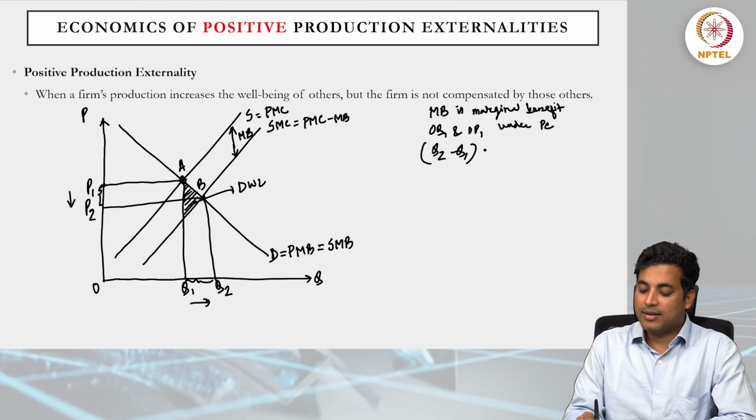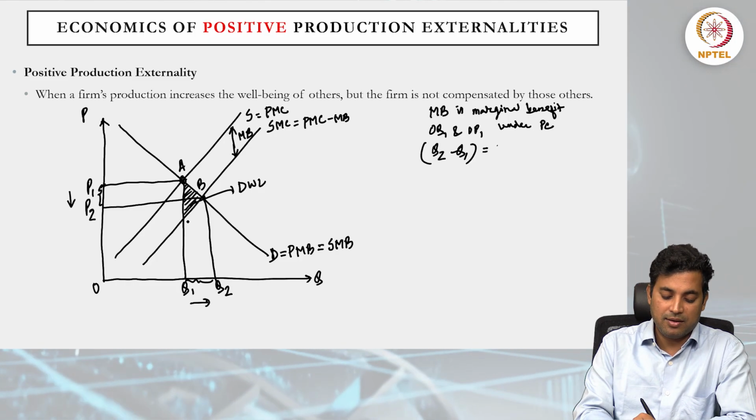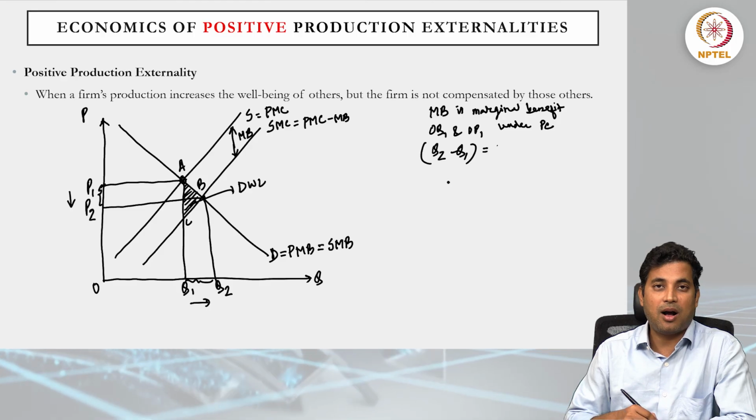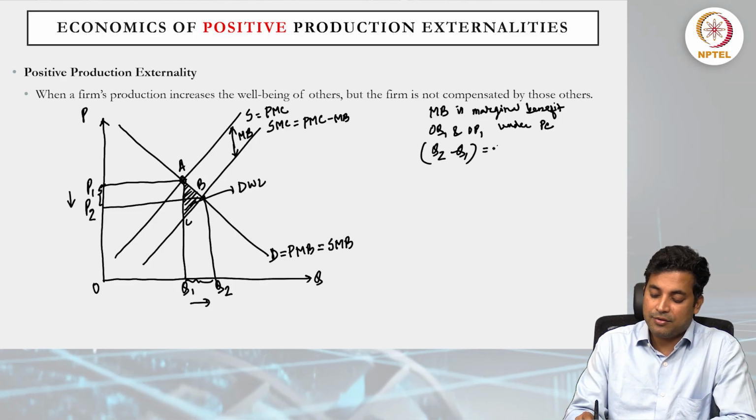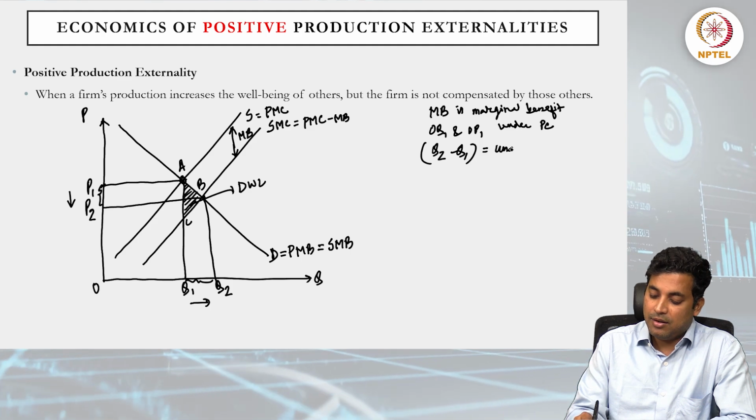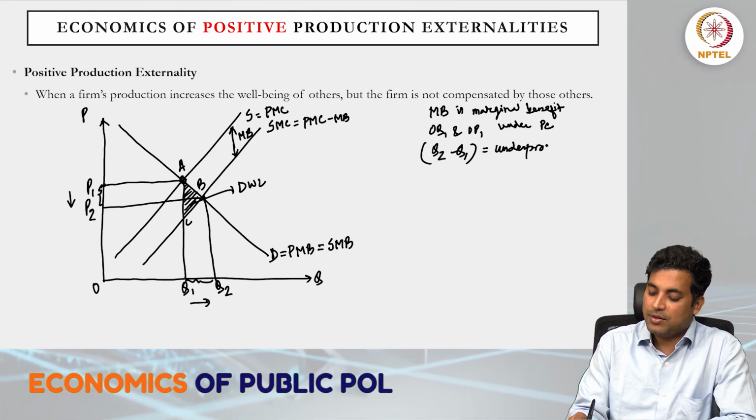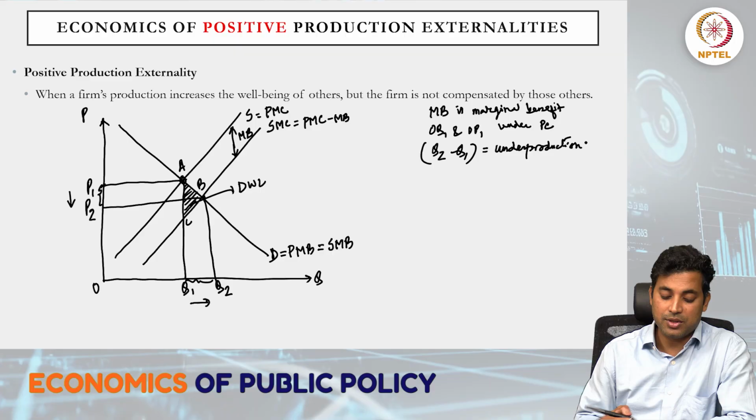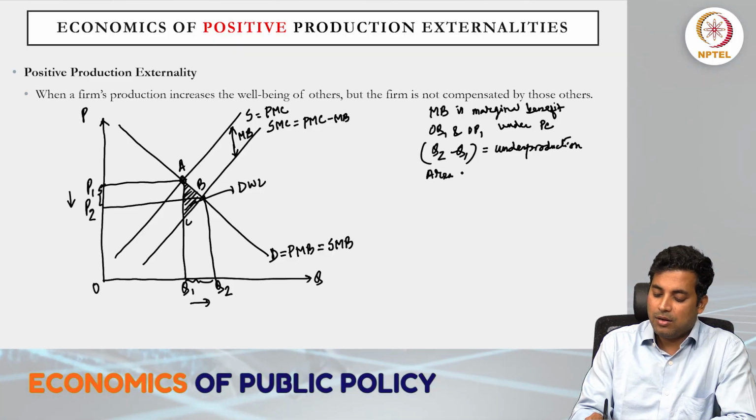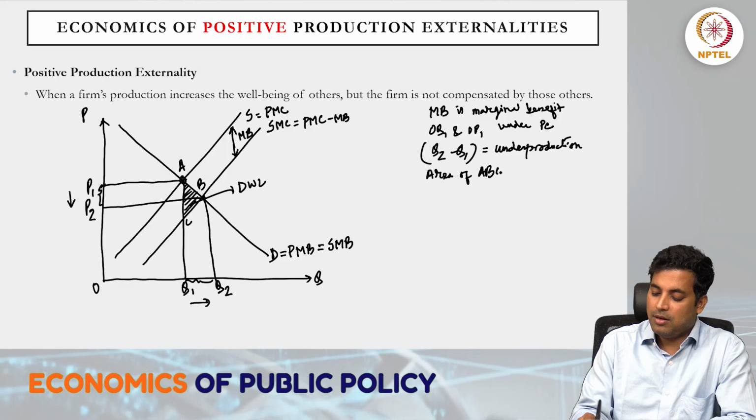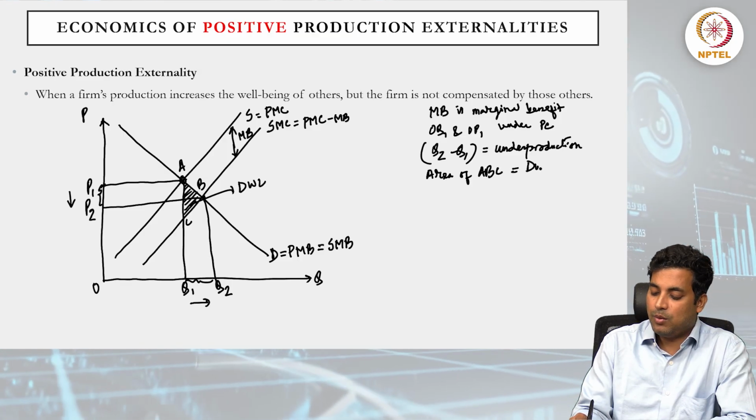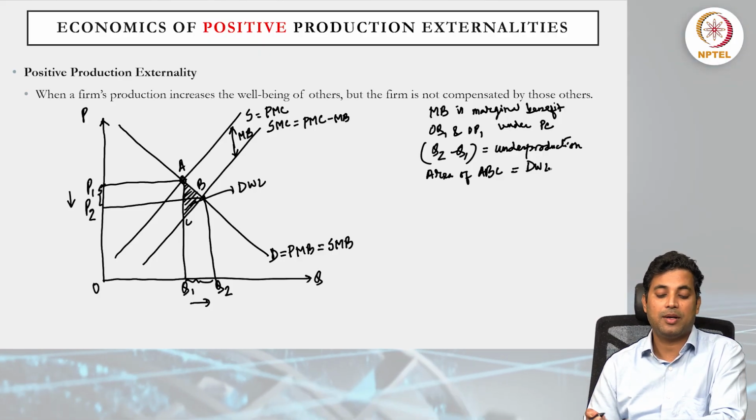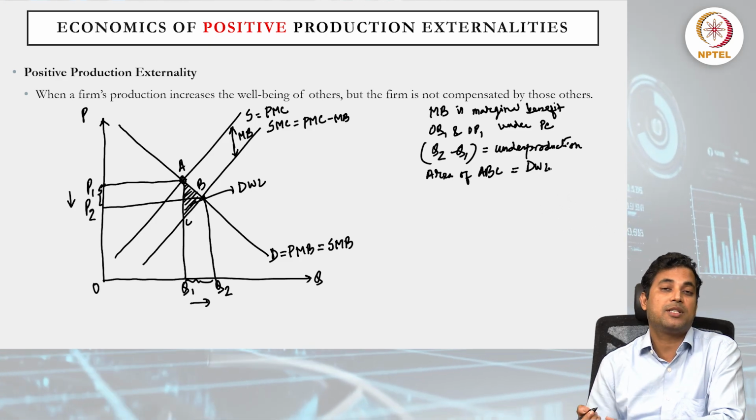So certainly there is a deadweight loss, and Q2 minus Q1 is the quantity loss from the production. If producers are producing at point A, then Q2 Q1 is going out of the economy, and the economy is producing under production. So this is the under production case, and the amount of underproduction is the Q2 Q1 amount, and the area of ABC is the deadweight loss. This is the deadweight loss from positive production externalities.